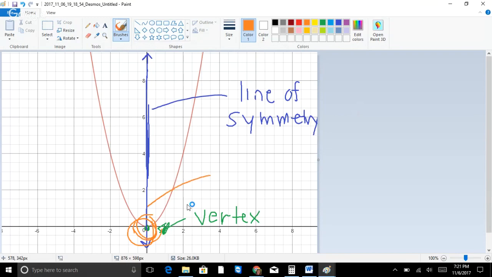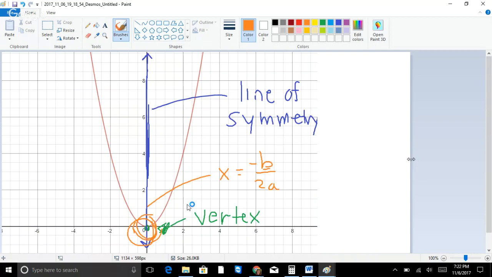What I mean is that we can find this x value by taking negative b over 2a, and this b and the a refer to the coefficients in my quadratic equation. If you recall, for this particular one, we have y equals x squared, but this refers to y equals ax squared plus bx plus c.